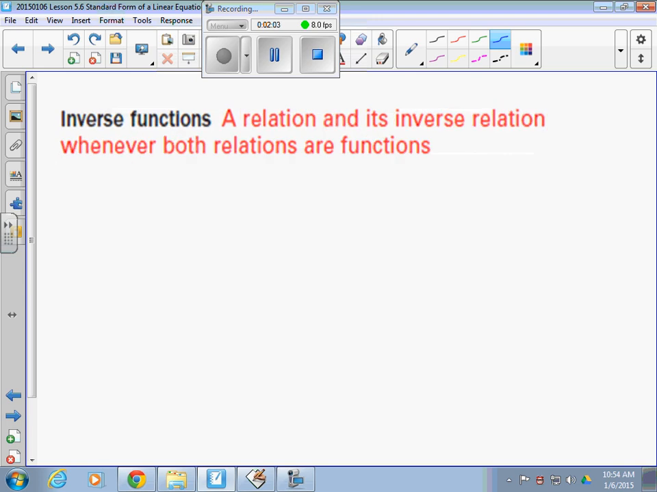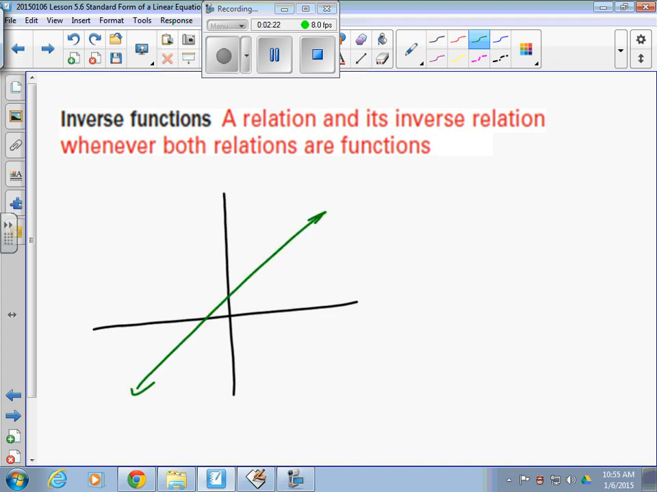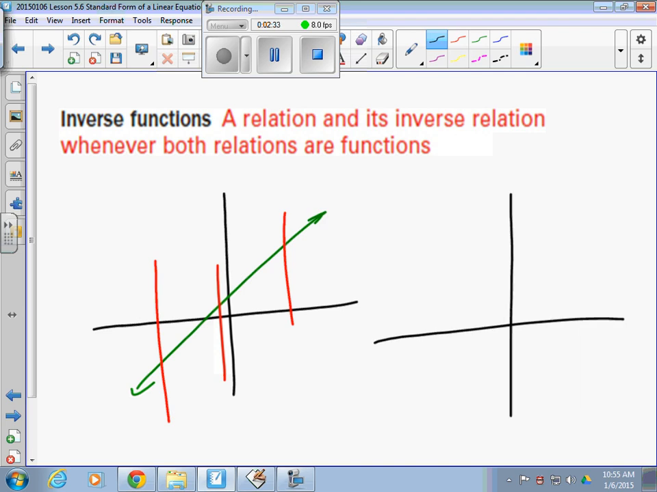An inverse function, on the other hand, says an inverse function is a relation and its inverse relation whenever both relations are functions. So when both of them are functions, then it's considered an inverse function. Now, again, the other example I showed you a minute ago is if you have a graph that looks like this and it passes the vertical line test, then you know it's a function. When you're talking about the inverse of that, you're doing the exact same picture, but you're doing its inverse.